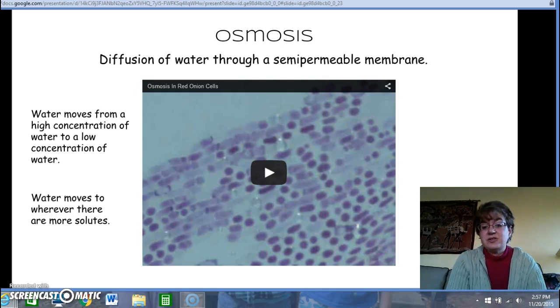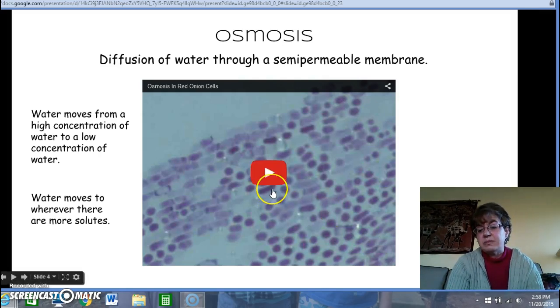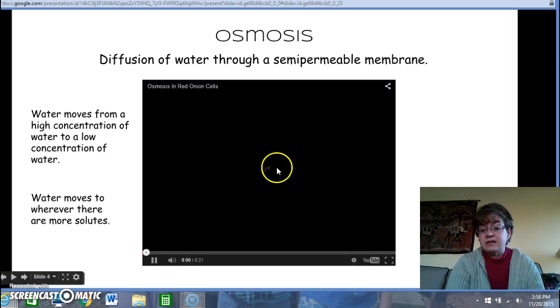I find it easier to remember osmosis as water moving to wherever there are more solutes. So in our red onion cells, when we put salt water over them, there were more solutes, which was in this case salt, outside of the plant cells, so the water moved or diffused out of the cells, and that's why the purple cytoplasm shrunk so much. So let's take a look at this happening, and then you'll also be able to see what the cells look like after you put regular water on them again.